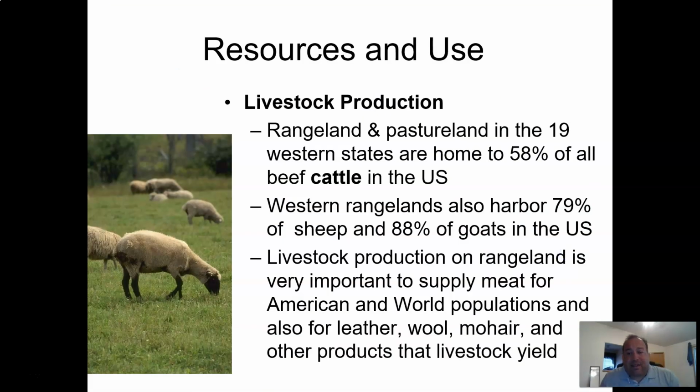In terms of livestock production, that's the big one, and we talked about that earlier. Range and pasture land in the 19 western states are home to almost 60% of all the beef cattle in the U.S. These rangelands also hold about 80% of the sheep and 90% of the goats in the U.S. So pretty much if you are a meat eater, your meat is coming from the western United States somewhere. Livestock production on these rangelands is very important to our meat supply and actually world populations as well.